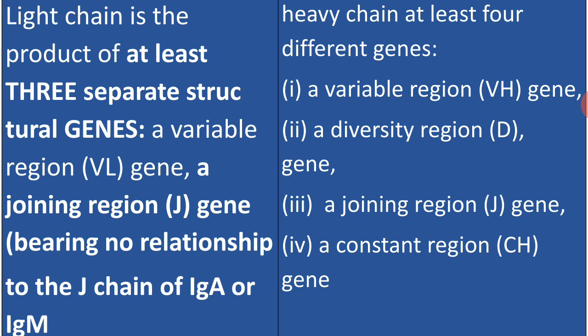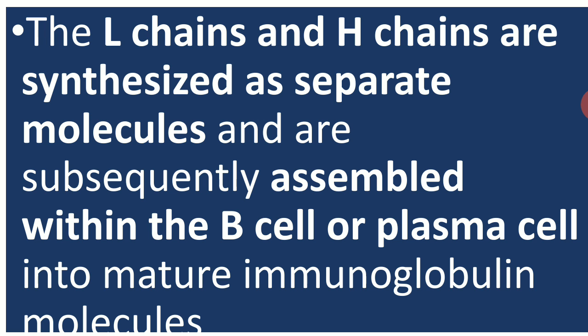Light chain is the product of at least three separate structural genes: a variable region gene, a joining region gene, and a constant region gene. Heavy chain has at least four different genes: variable region gene, diversity region gene, joining region gene, and constant region gene. The L chain and H chain are synthesized as separate molecules and are subsequently assembled within the B cells or plasma cells into mature immunoglobulin molecules.